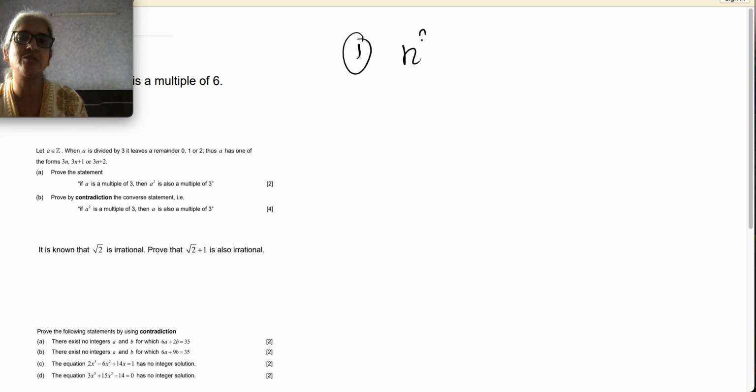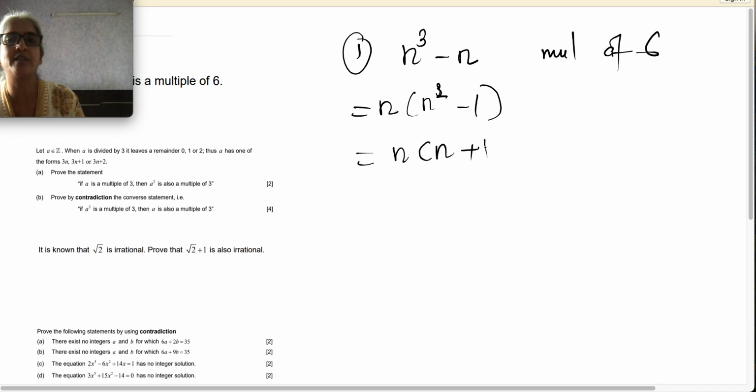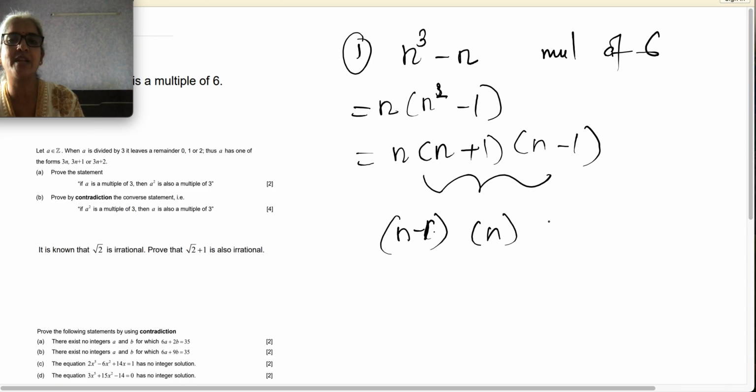The first example is: prove that n cube minus n is a multiple of 6. That means it's divisible by 6, correct? So let's look at n cube minus n. I'll rewrite it by taking n common: n times (n square minus 1), and factorize n square minus 1 further into (n plus 1) times (n minus 1). If you look carefully at this, I'll rewrite it so you can see it clearly: (n minus 1) times n times (n plus 1). Do you notice that this is a product of 3 consecutive numbers?